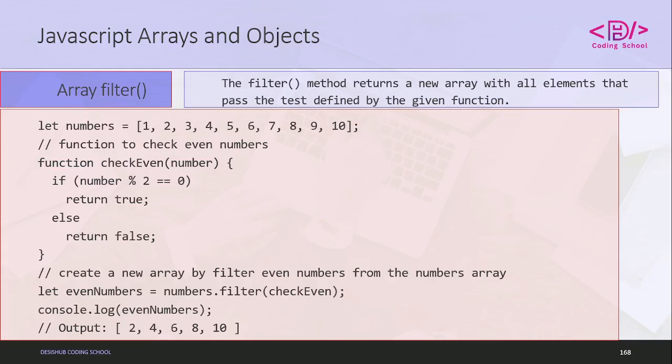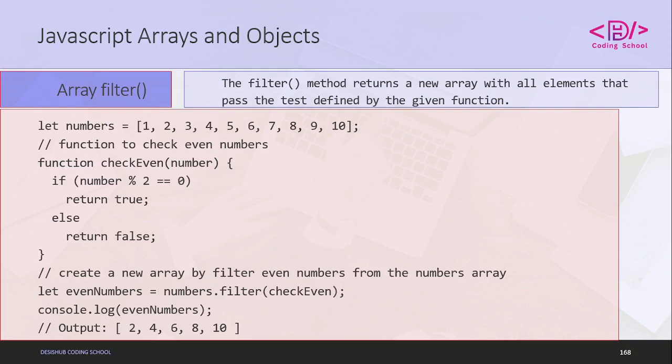The filter method returns a new array. By the way, knowing what a method returns is very important when you are reading about the array methods. We have more than 50 array methods. There are so many, but the ones I'm covering here are the most important ones that you are going to meet every time. So the filter method returns a new array with all elements that pass the test defined by a given function. It is as summarized as that.